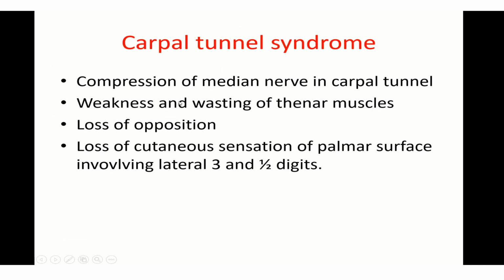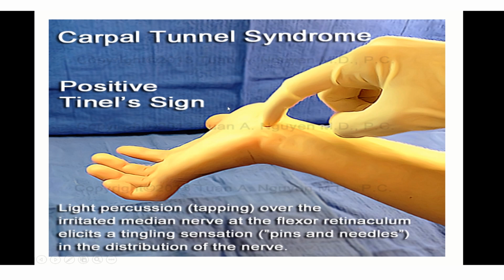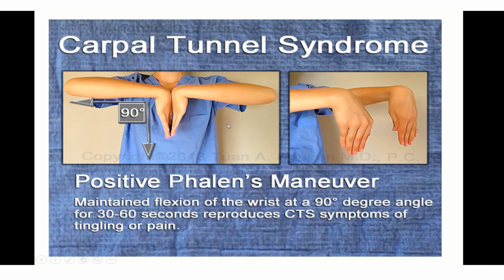Carpal tunnel syndrome is compression of the median nerve in the carpal tunnel. It results in weakness and wasting of the thenar muscles, loss of opposition, and loss of cutaneous sensation of the palmar surface involving the lateral 3.5 digits. You can see in carpal tunnel syndrome, on stimulation of the median nerve, there will be pins and needles in the area of distribution of the median nerve. So this is the positive Tinel sign. Then you can see this is the Phalen test, where if you approximate both the dorsums of the hands with flexion at the wrist, there will be stimulation of the median nerve, which results in aggravation of symptoms of carpal tunnel syndrome.